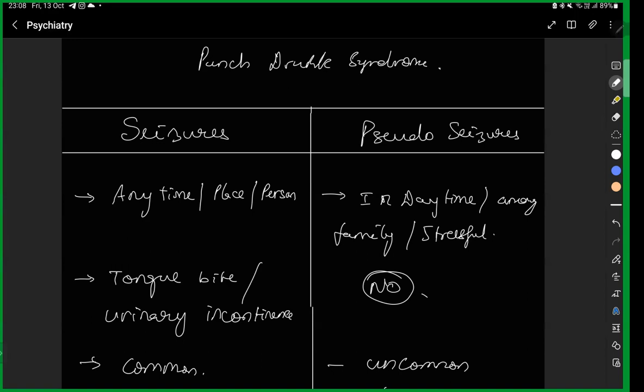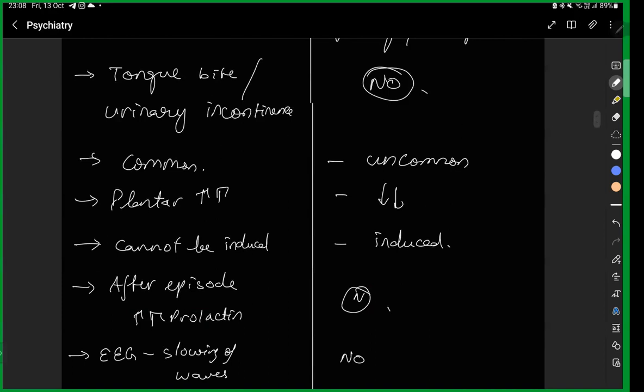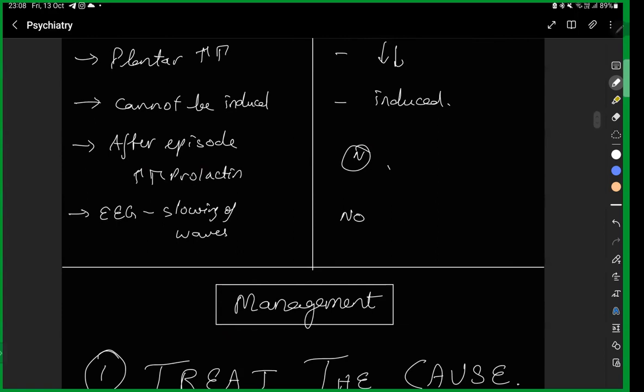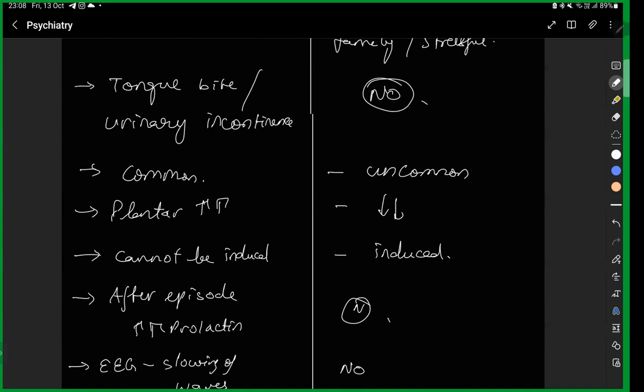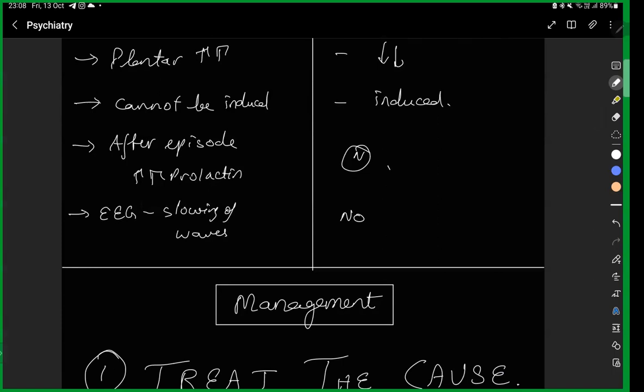In seizures, you will have an increased plantar reflex. They cannot be induced. After the episode, you will have an increase in prolactin. EEG will show slowing of waves. But in pseudo seizures, plantar reflex will be reduced. You can induce it, there will be no changes in prolactin levels, and EEG will be normal. This is the difference between the two. I want you all to remember that.